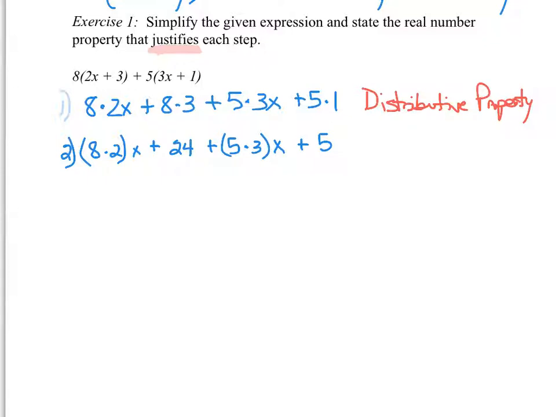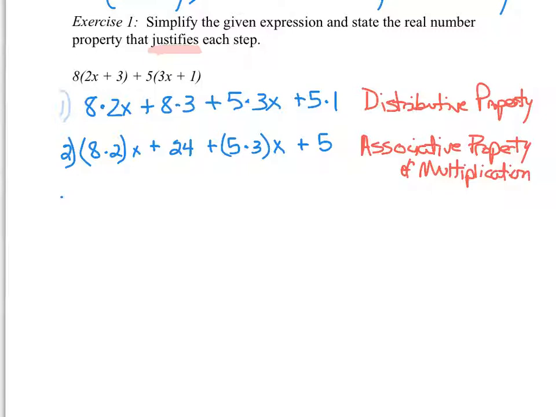What I've really done here, if you pay attention, was some grouping. I grouped together the 8 times the 2 that was in front of the x and the 5 times 3 that was in front of the x, the coefficients. Anytime I'm talking about grouping, I am talking about the associative property. So my justification for this step would be the associative property. Now I want to be very specific because I've actually used the associative property of multiplication. So I'm going to write that down. I'm not going to just call it the associative property. I'm going to tell which associative property I've used.